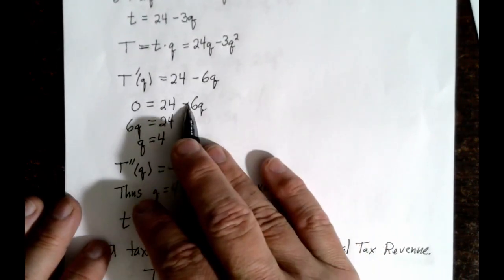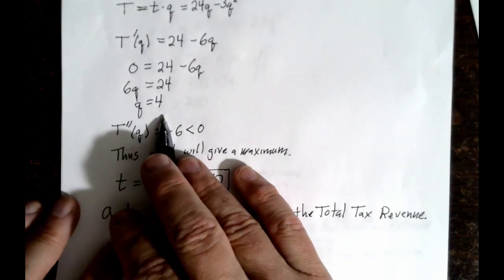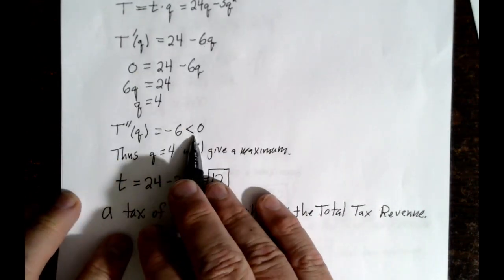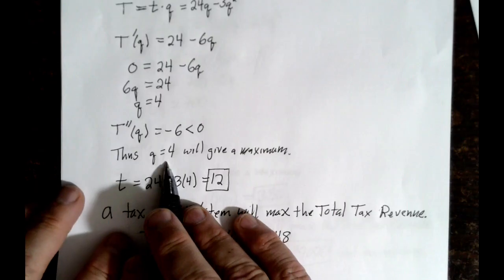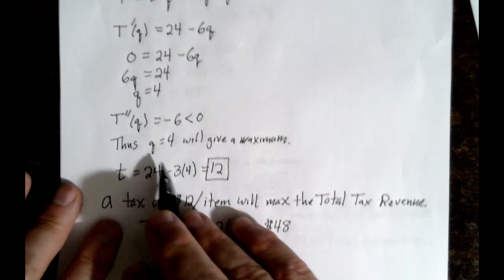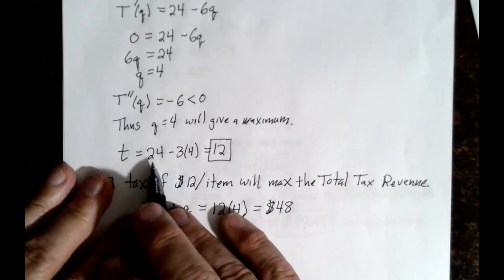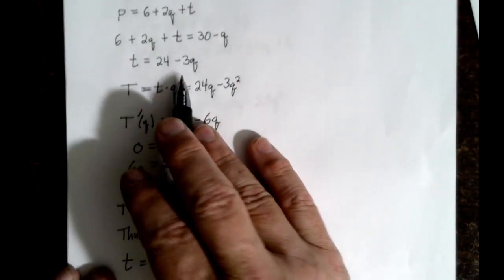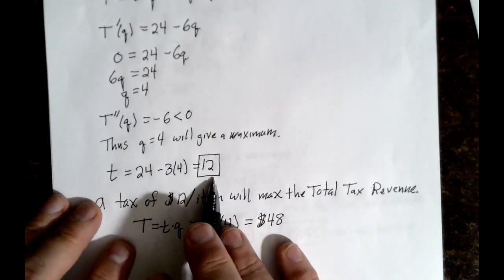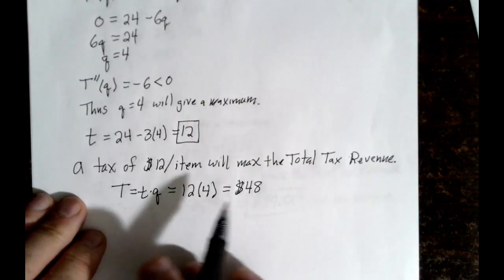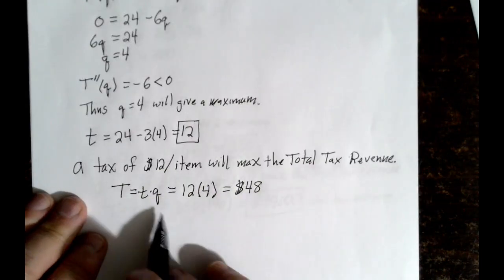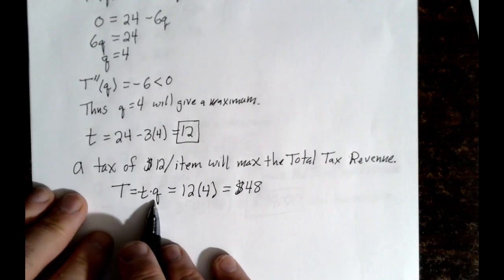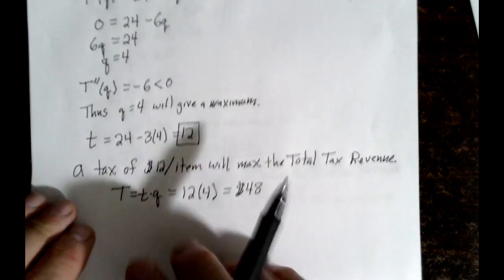Take the derivative, set it equal to 0, and solve, and you get Q is 4. When you take the second derivative, you just get negative 6, which is less than 0, which means that your Q equals 4 will give a maximum. And if you want to know what the tax is, you plug it into T equals whatever T equals here. And that gives you a tax of $12 per item. And that will maximize your revenue. And what is your total tax revenue? It's the tax times the quantity. So 12 times 4, or $48.